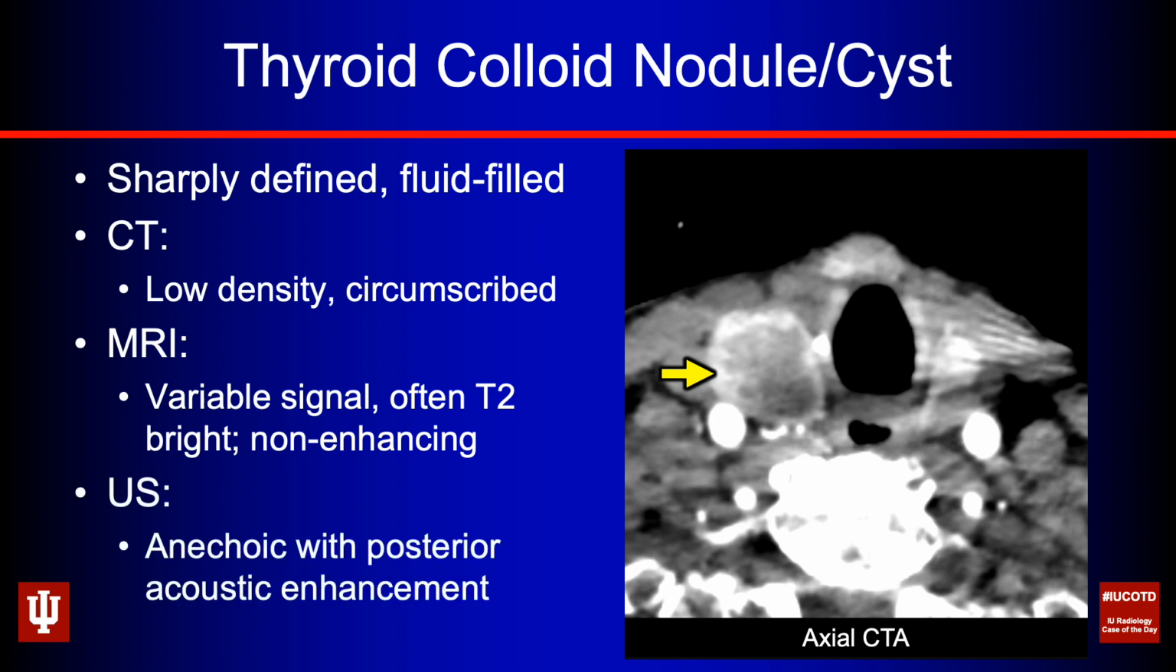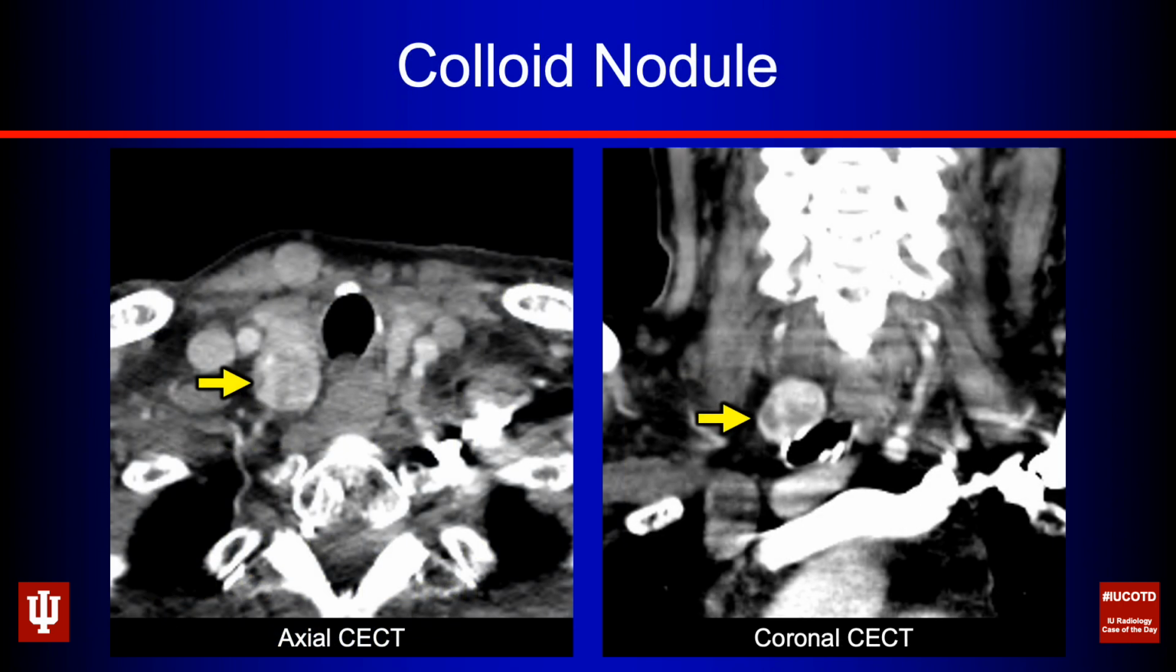Ultrasound is an area that can be quite helpful as well. These are anechoic. They will show posterior acoustic enhancement, and be on the lookout for comet tail artifact. That confirms to you that it contains colloid crystals within it. So here's a colloid nodule on CT. This was path proven, circumscribed, but kind of heterogeneous in its attenuation and enhancement. So, CT, frankly, kind of sucks for trying to figure out what's going on.